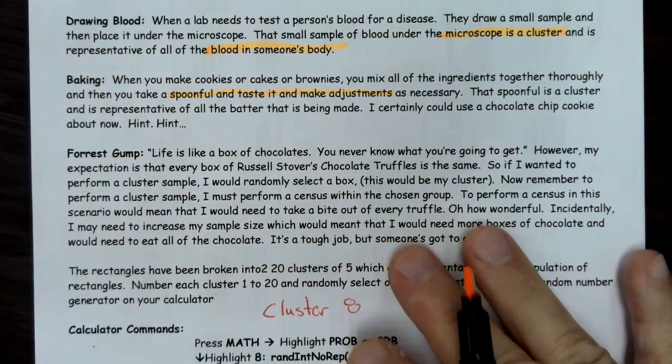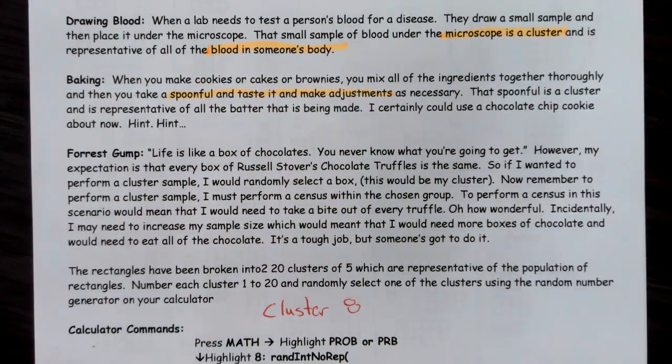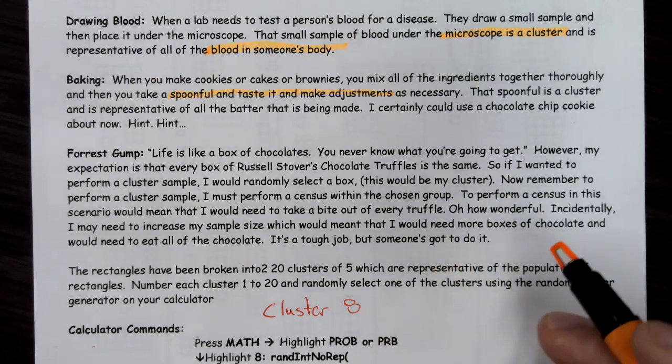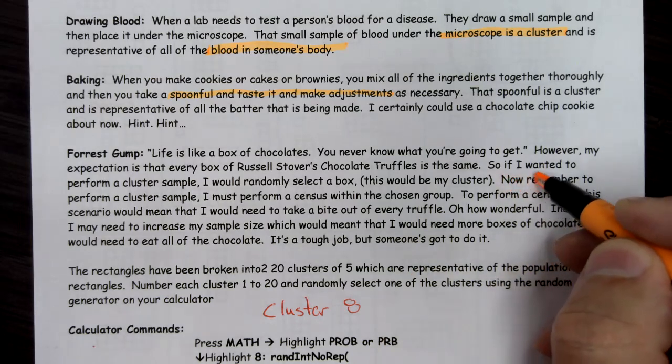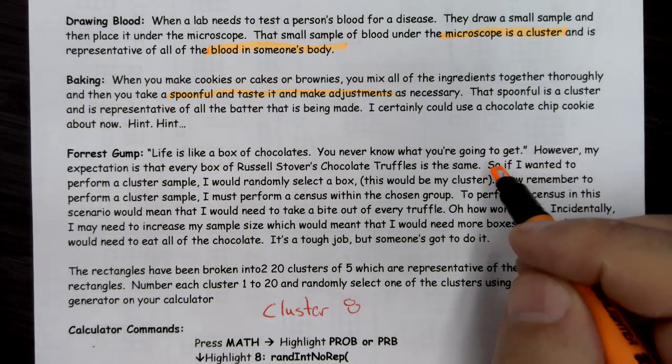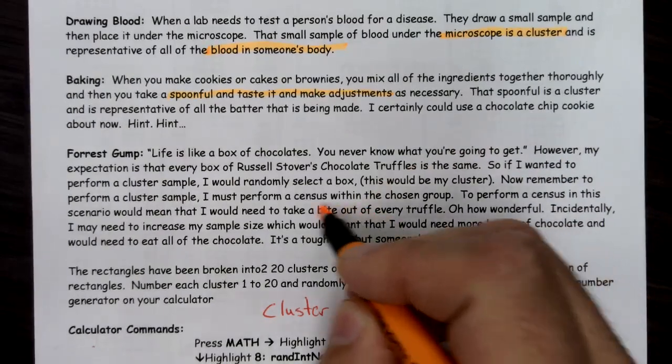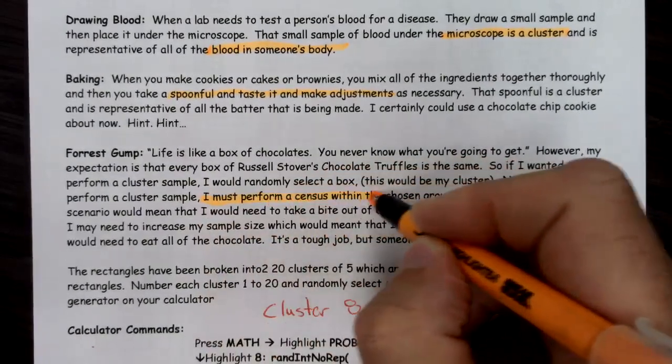You know, Forrest Gump, he talks about life is like a box of chocolates. You never know what you're going to get because he knows that in the box of chocolate, you have all different types of chocolates in there. So if you perform the cluster sample, you randomly select a box of chocolates, and that box would represent that type of chocolate. And when you perform a cluster sample, this is the awesome thing about it, especially if you're talking about chocolates. Now, remember, to perform a cluster sample, you must perform a census within the group.